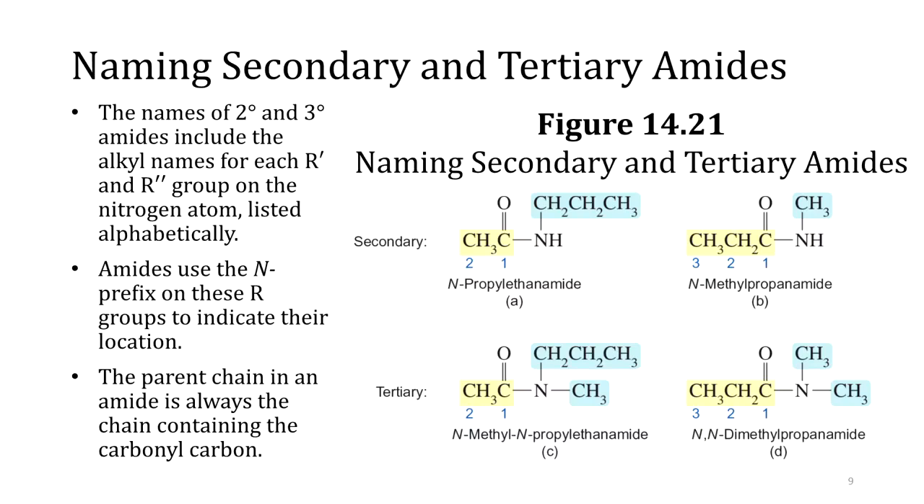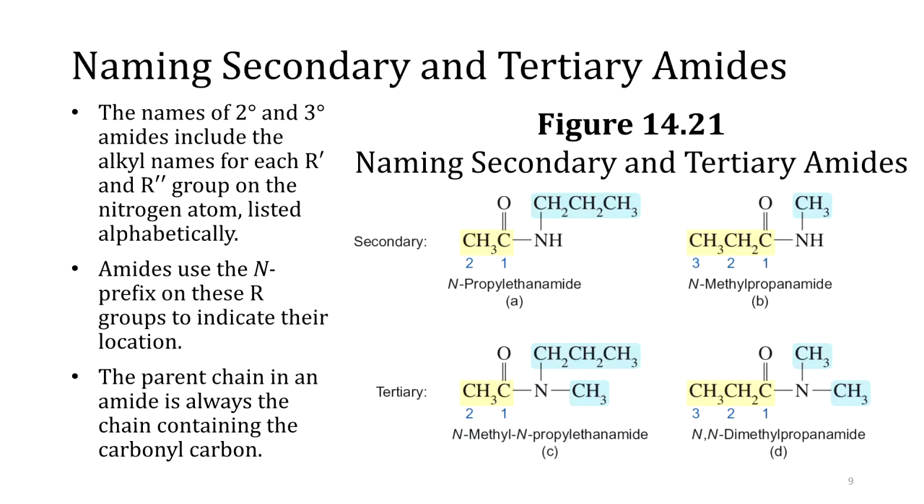Secondary and tertiary amides have to be named such that we identify the alkyl groups on the nitrogen. So we use the N prefix. It's similar to what we've seen earlier. The N prefix on the R group indicates their location, and then we alphabetically place them onto the name. So here we have 2 secondary amides. We have an ethanamide base in A, because it's a C2 system, and then we've got the nitrogen with 1 alkyl group, and that's a propyl group, so we would call that N-propyl ethanamide.